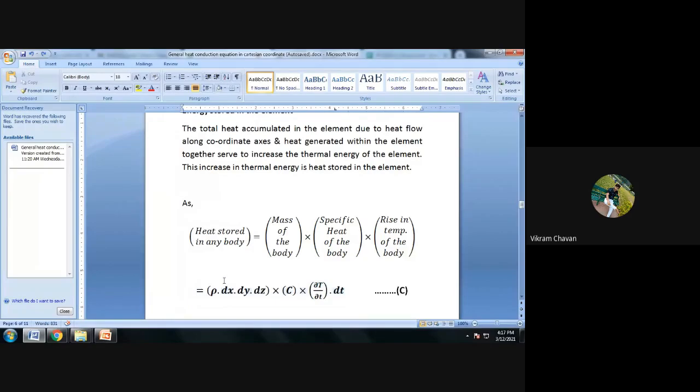So in the equation format, heat stored in the element is equal to, we have introduced the mass of the element as density multiplied by volume. So density is rho and volume is dx multiplied by dy multiplied by dz, multiplied by specific heat of the body C, and the rise in temperature of the body. This is the incremental rise in temperature, that is ∂T divided by ∂t, and if you multiply with the total time period, it will be the total rise in temperature of the body during that particular time period.